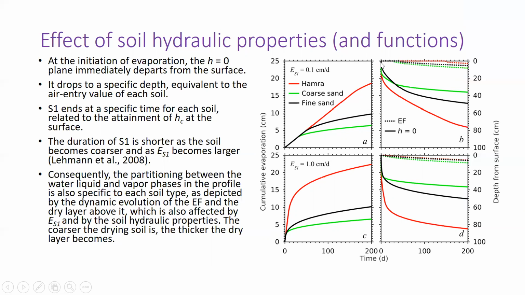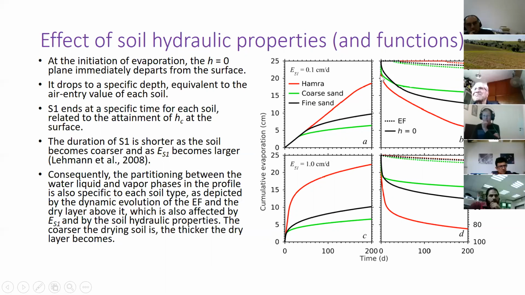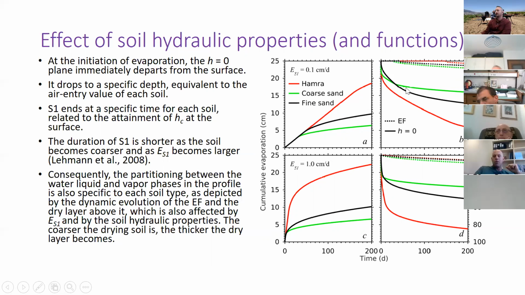The other thing we can see is that immediately when we initiate evaporation, the location of H equals 0, which begins at the surface, drops first quickly and then gradually. This initial drop is related to the air entry value of the soil. And again, this shows us different behaviors and dynamics of the soil, as we would predict by evaporation.